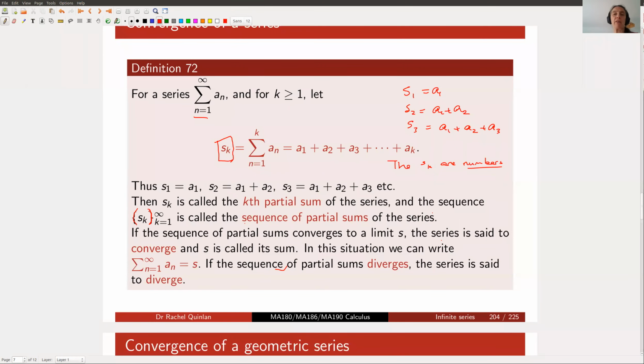So if the sequence of partial sums converges to a limit, let's say called S, then the series is said to converge, and S is called its sum, or maybe its limit, but its sum would be better. The sequence of partial sums converges to a limit.